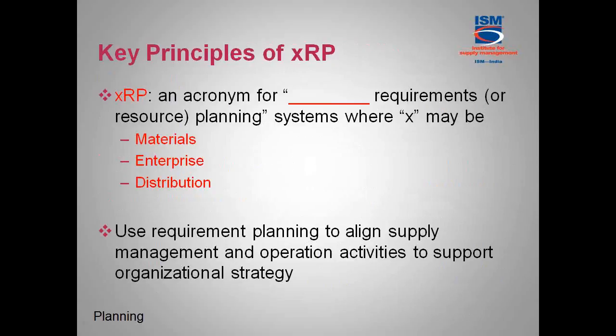Generally, we use requirements planning to align supply management and operation activities to support organization strategy. Now, what is the organization strategy? One is to increase the revenue so that we can increase our sales. Second is customer service. Third is possible inventory reduction, and fourth is the optimization of resources in the organization. Now the strategies are fulfilled by the XRP process.